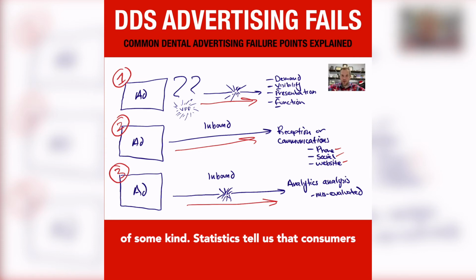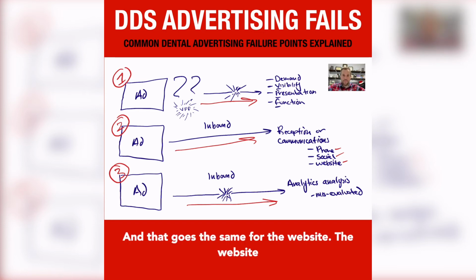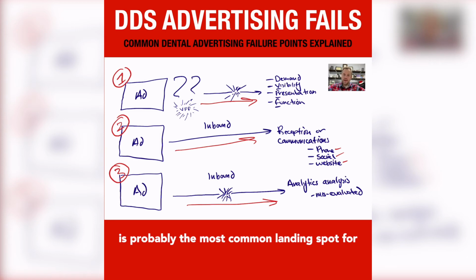Statistics tell us that consumers today are going online and doing research. So you have to anticipate there's going to be online activity, and you have to be prepared to deal with and handle that online activity. And that goes the same for the website. The website is probably the most common landing spot for somebody doing research about a dental office. So, you have to think about all the elements of that.